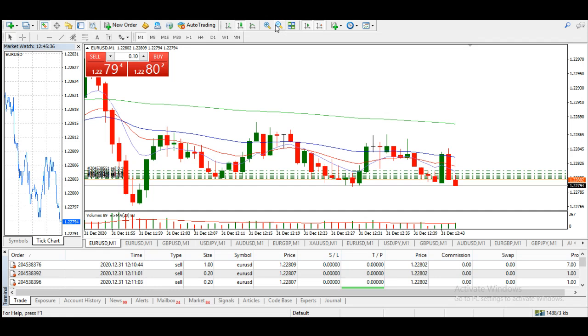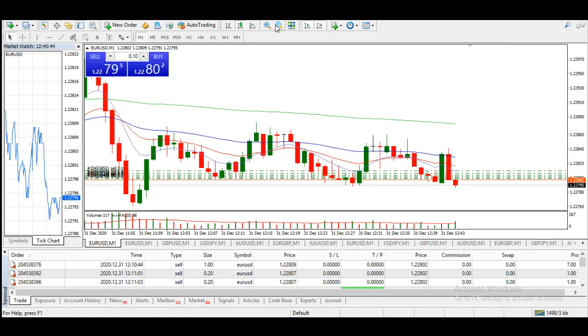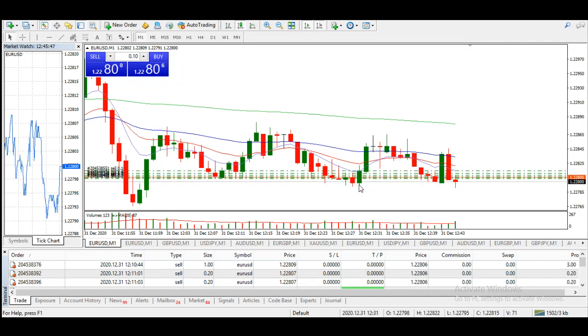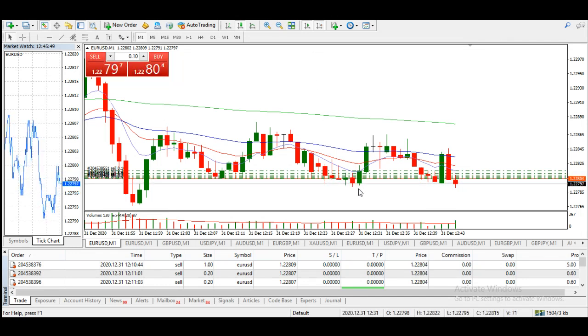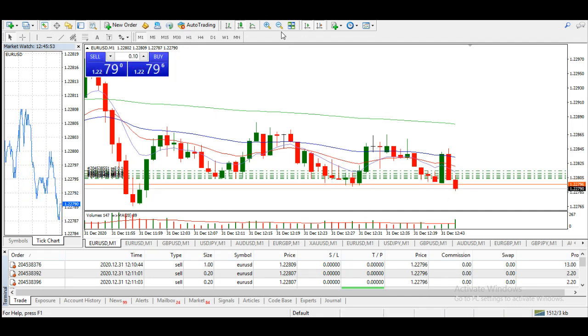Okay, buyers tried to take the price up but were rejected immediately by sellers, and the price is taken down again. We need to cross this support level now. If price breaks this support level, the market will go down much further. That's what I'm talking about.